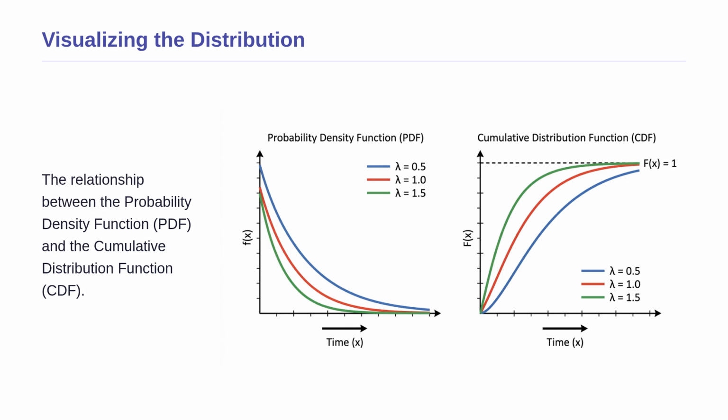On the right, we see the cumulative distribution function. These curves represent the accumulated area from the left graph. They all start at 0 and rise upwards, eventually flattening out as they approach the horizontal asymptote at 1. This visually proves that as time goes on, the total probability of the event occurring approaches 100%.